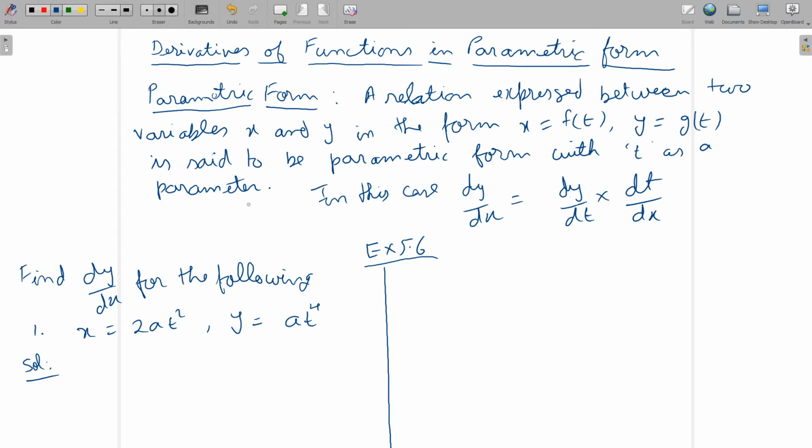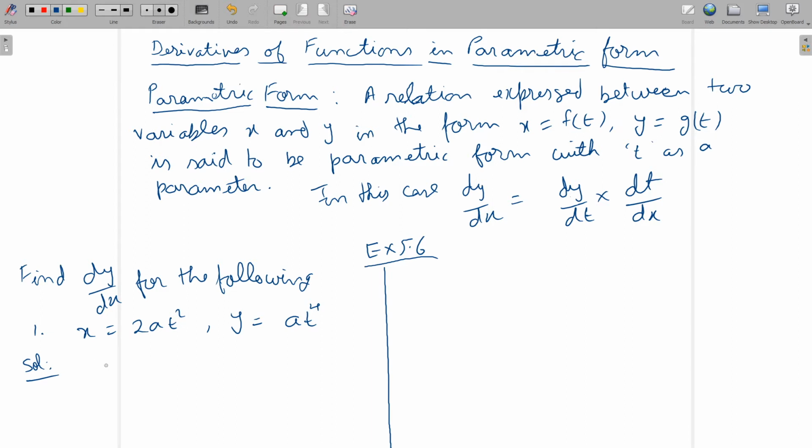Now let us go to exercise 5.6, question number 1. Find dy by dx for the following. Here you can see that in question number 1, both x and y are expressed in terms of the third variable, that is t. Therefore, this is parametric form. Now, to find dy by dx, we'll find dx by dt and dy by dt, and then we'll apply the chain rule. So let us find dx by dt.